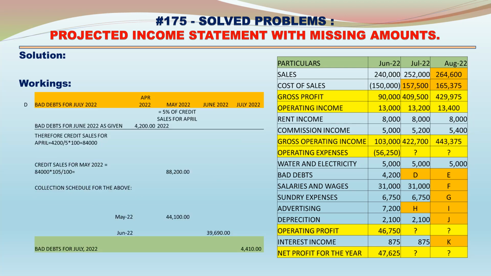For D, bad debts for July. Bad debts for June 2022 as given are 4,200, that is 5% of credit sales for April 2022. Therefore, credit sales for April is equal to 4,200 by 5 into 100 is equal to 84,000. Credit sales for May is equal to 84,000 into 105 by 100, 88,200. Collection schedule for the above is: in May 44,100, in June 39,690. Bad debts for July is 5% of 88,200. So we put 4,410 against bad debts in the July column.